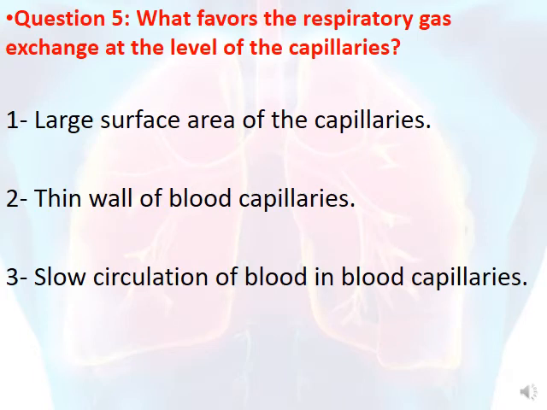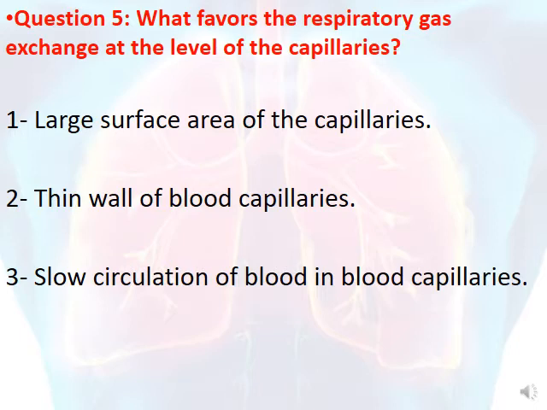Question number five. You have to know the characteristics that favor the respiratory gas exchange at the level of the capillaries. We have a large surface area of the capillaries. We have a thin wall of the blood capillaries. Also, we have slow circulation of blood in the blood capillaries. So these are three characteristics that are important for the respiratory gas exchange at the level of the capillaries.